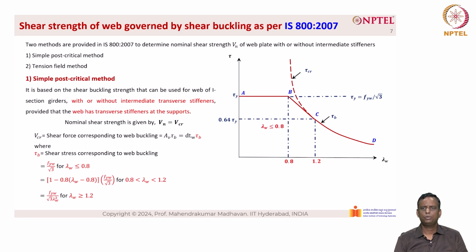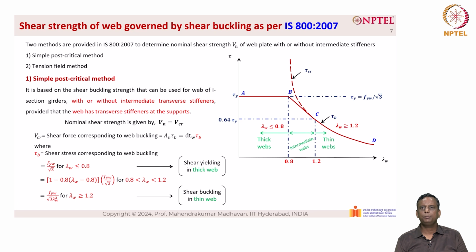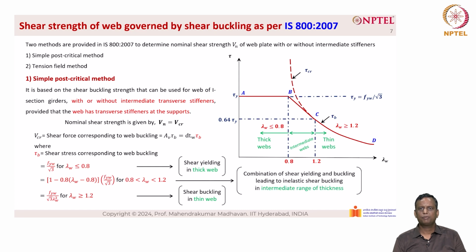So lambda sub w less than or equal to 0.8, it is a thick web and it is shear yielding due to thick webs, and to the right, lambda sub w greater than 1.2, we have thin webs. Now between B and C we have intermediate webs, and the intermediate webs fail due to a combination of shear yielding and buckling, leading to inelastic shear buckling in the intermediate range of thickness.